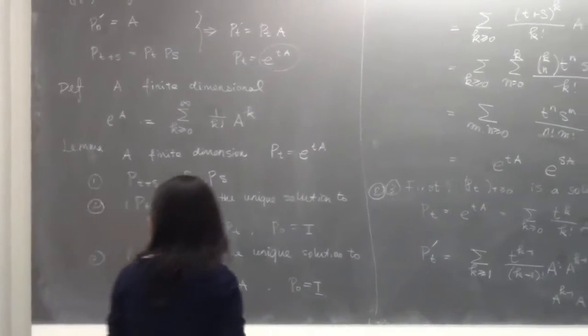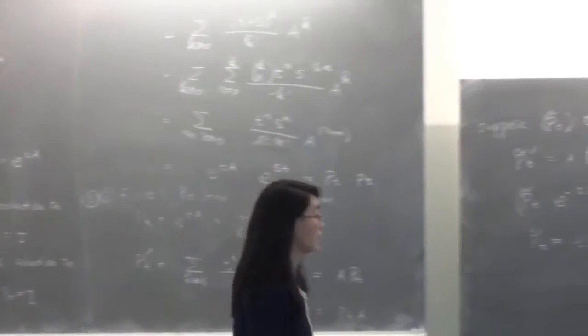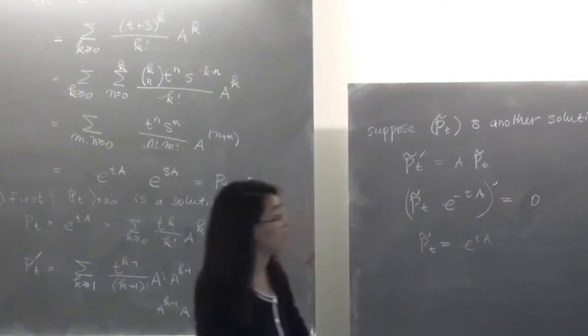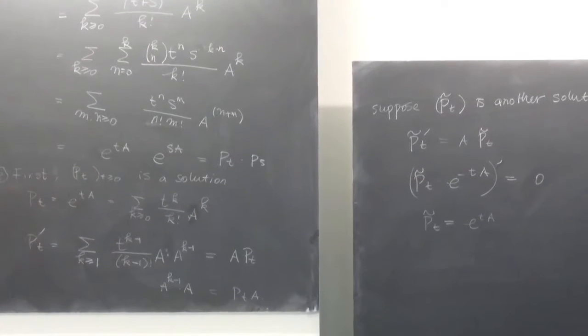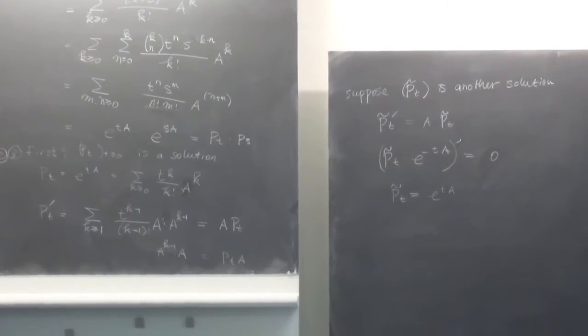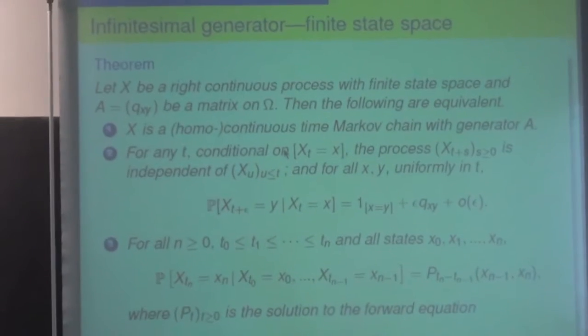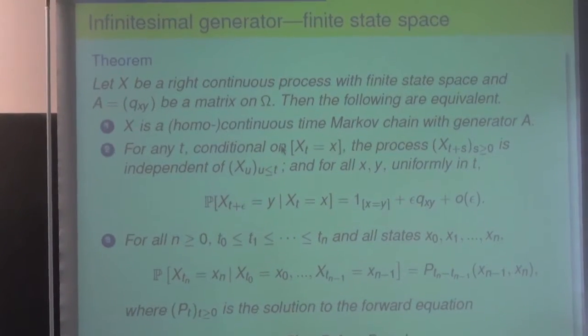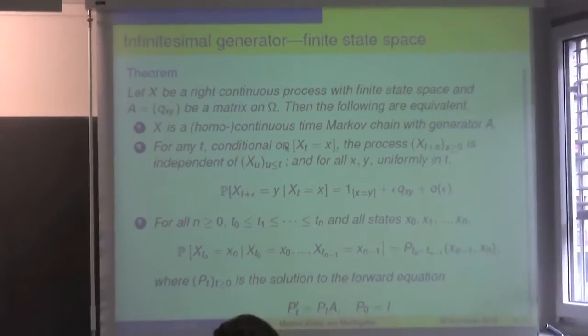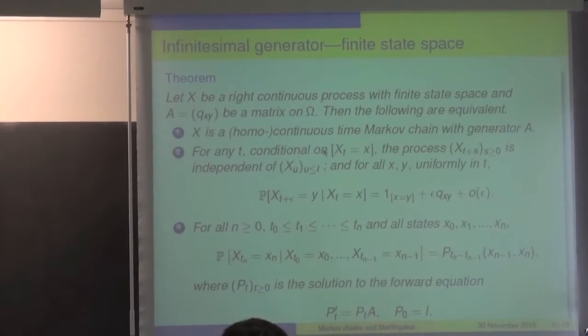Okay, so this is about e to the power tA, and this is some basic property of e to the power tA. And now we can go back to our infinitesimal generator case. So now what we have is, if the state space is finite, and the continuous time Markov chain has generator A, then what we can obtain is that our P_t semigroup equals e to the power tA.